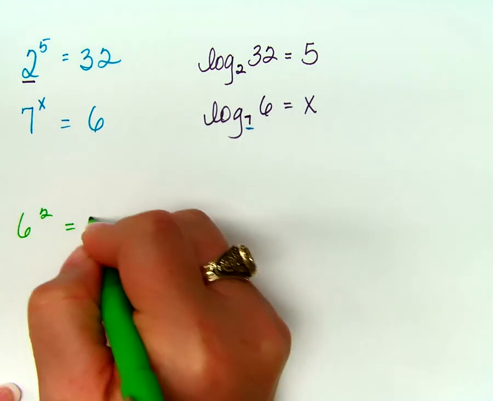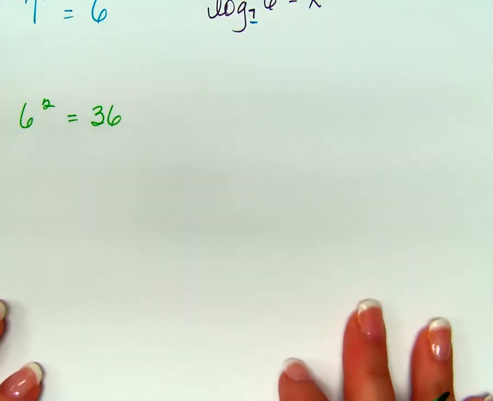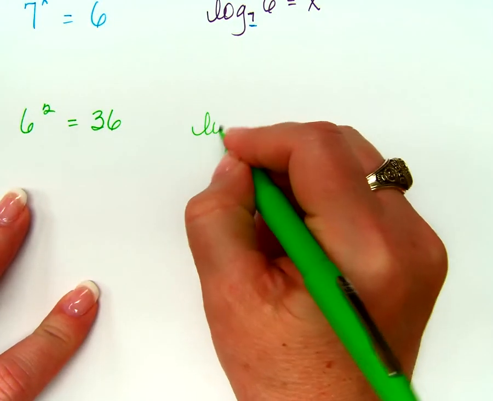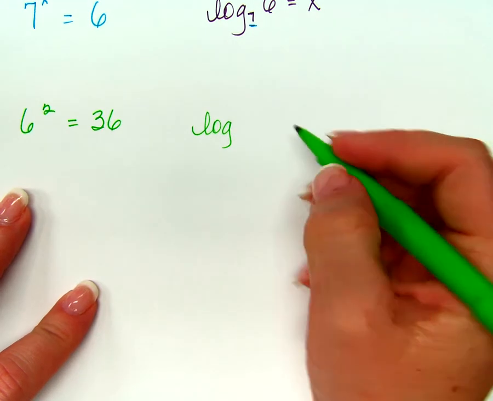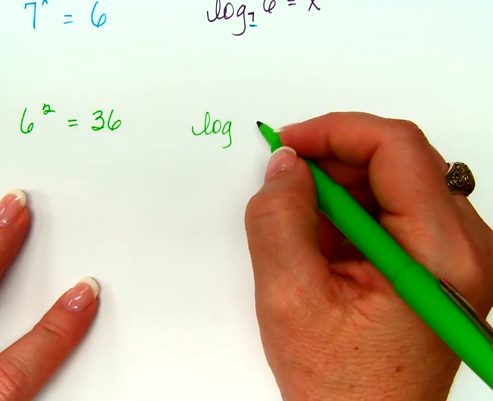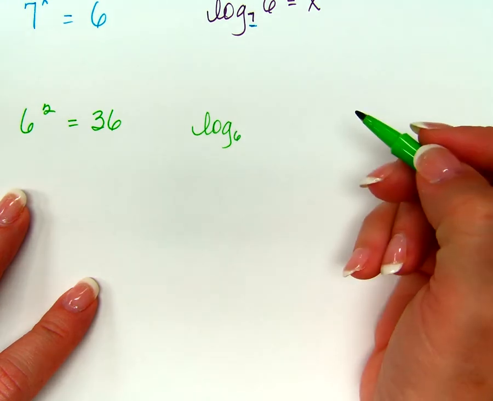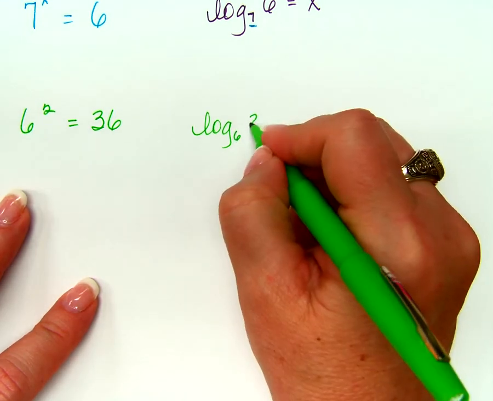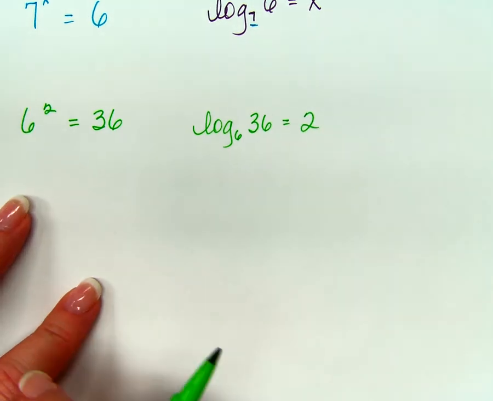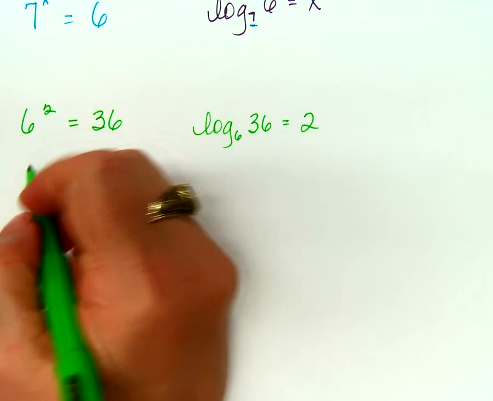6 squared equals 36. Someone who has not spoken. Try this one. Log. Can you try one more time? Log base 6, excellent. Of 36 equals 2. Is that correct or incorrect? Correct. Excellent.